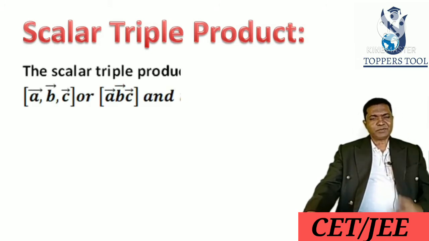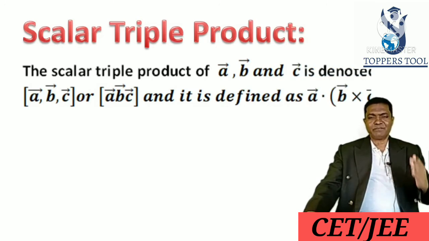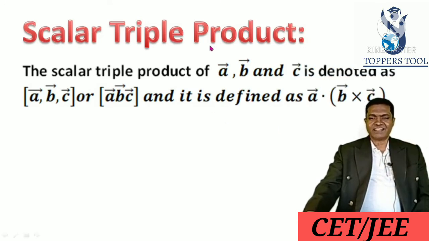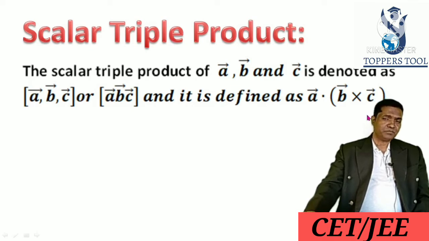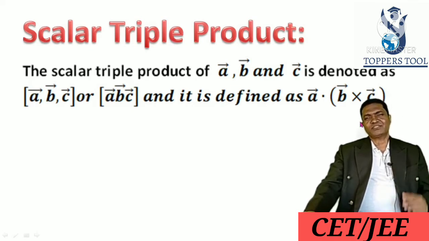Suppose A, B, C are any three vectors. Their scalar triple product is denoted in square brackets by writing vectors A, B, C, either with commas or straight away. It is defined as vector A dot B cross C. This scalar triple product has its own geometrical application.